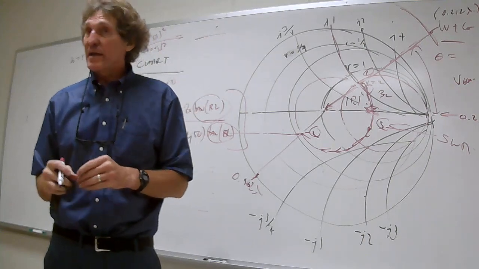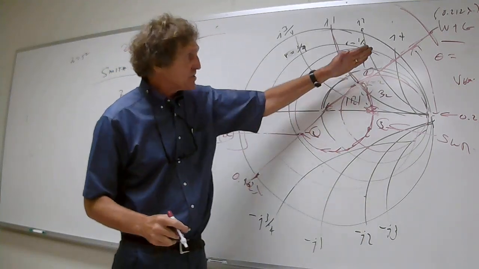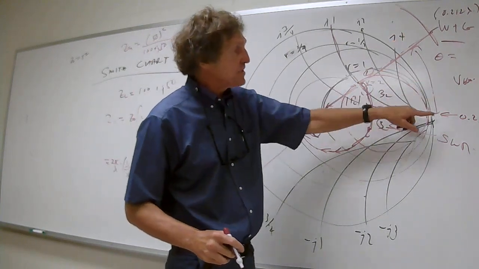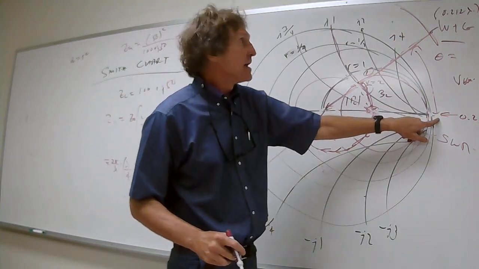One other thing is when you move a distance from here to here, in terms of wavelengths, from here, which is 0.212, to here, which is 0.25, that's 0.25.